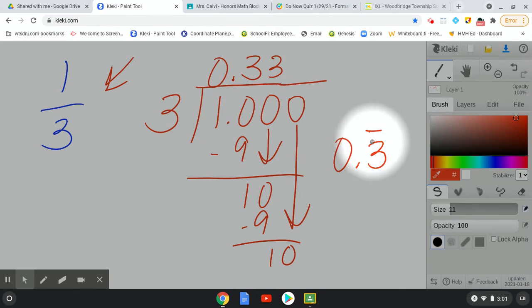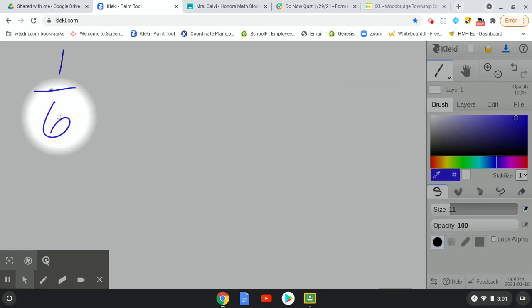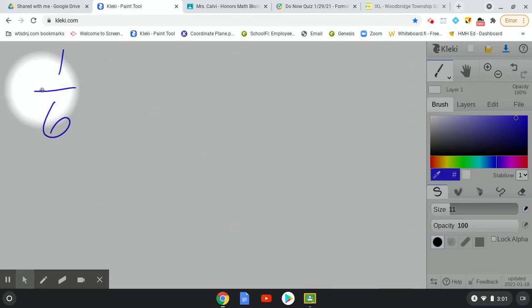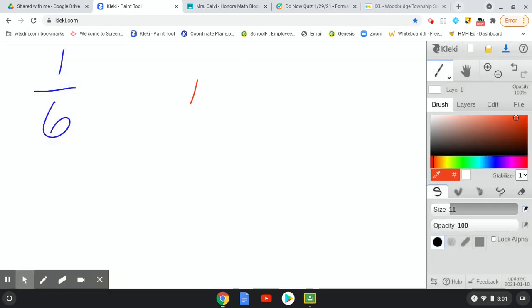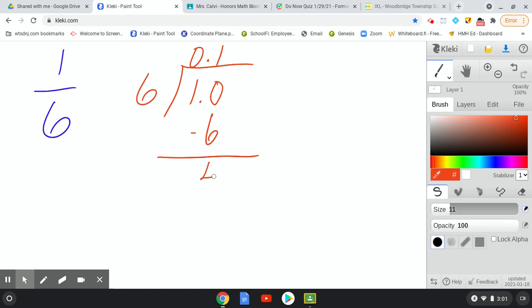So let's do an example where there's more than one number and only one of the digits repeats. So here I have 1/6. So let's say I want to get that into decimal form. So 1 divided by 6. 6 goes into 1 0 times, add a decimal, add a 0, bring up my decimal. 6 goes into 10 once. 1 times 6 is 6. 10 minus 6 is 4.